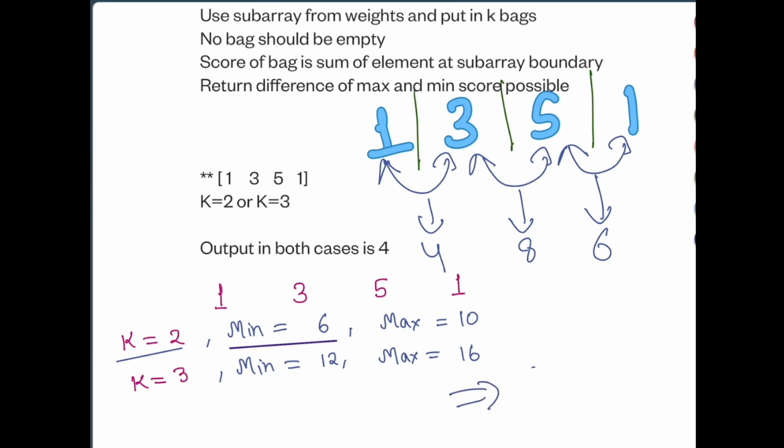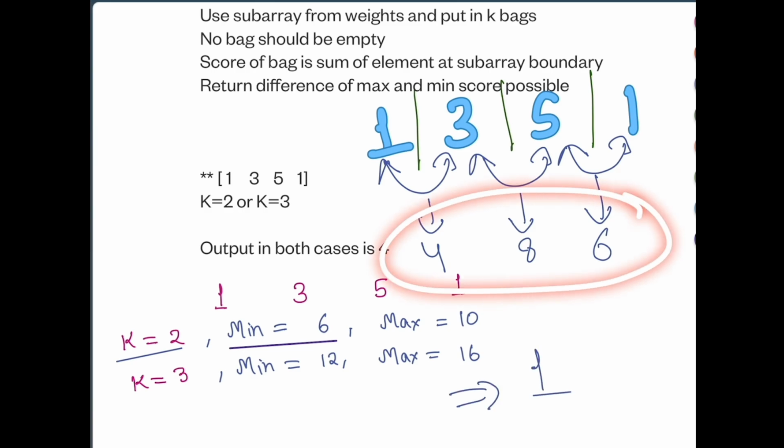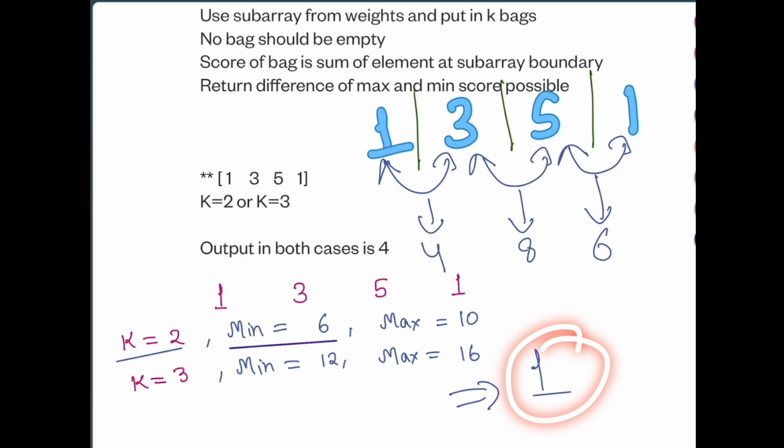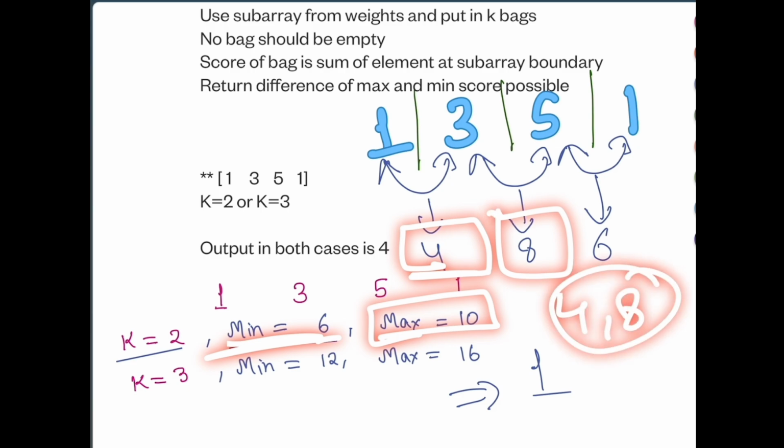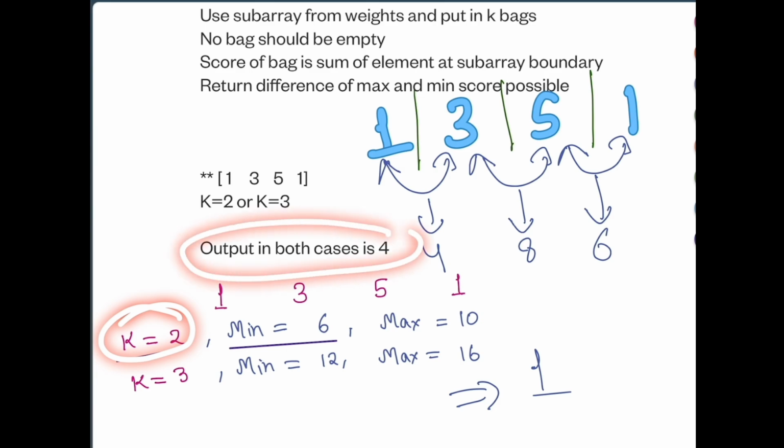I just need one separation, right? And I have 3 separation point data, but I just need one. In case of minimum, I will take the minimum value. In case of maximum, I will take the maximum value. What are those? 4 and 8. Their difference is 4, right? Correct. So if the value of k is 2, the output is 4, right?